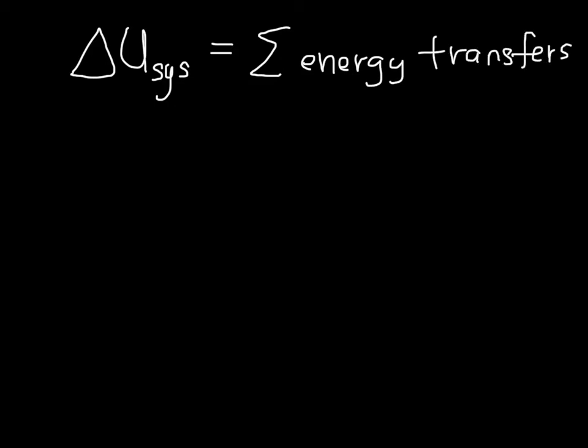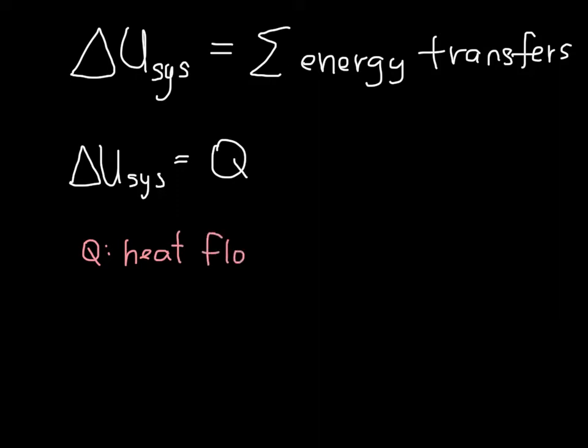And these can occur basically in 3 ways, so that we can write the delta U of the system is equal to the heat that flows into the system. So Q is the heat flow into the system. And the direction is important here in that it's coming into the system.